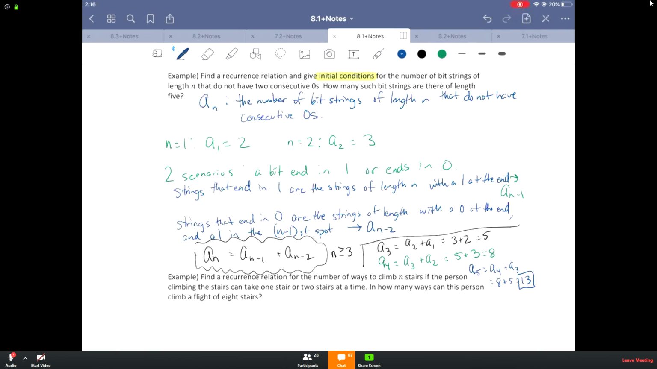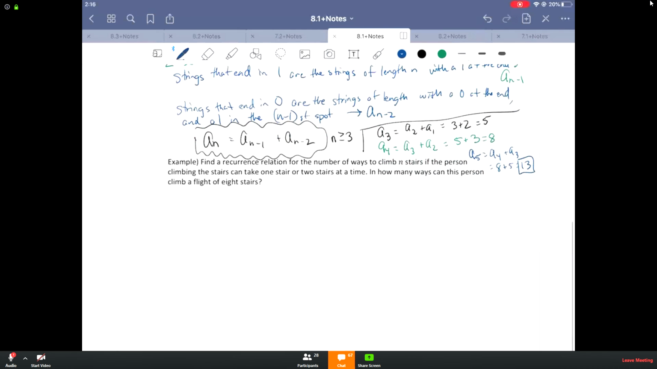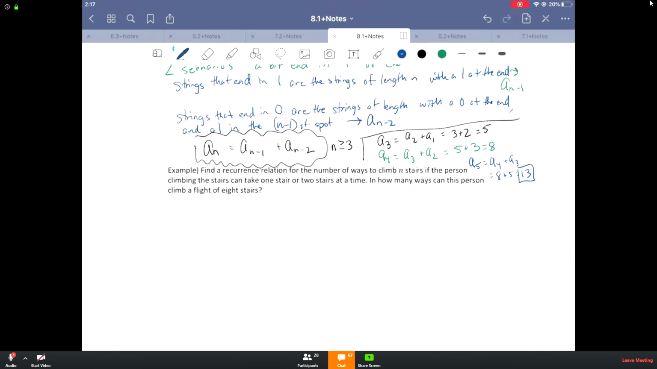Any questions on that one? All right, so this is the last one from this section. Find a recurrence relation for the number of ways to climb n stairs if the person climbing the stairs can take 1 stair or 2 stairs at a time. And how many ways can this person climb a flight of 8 stairs?